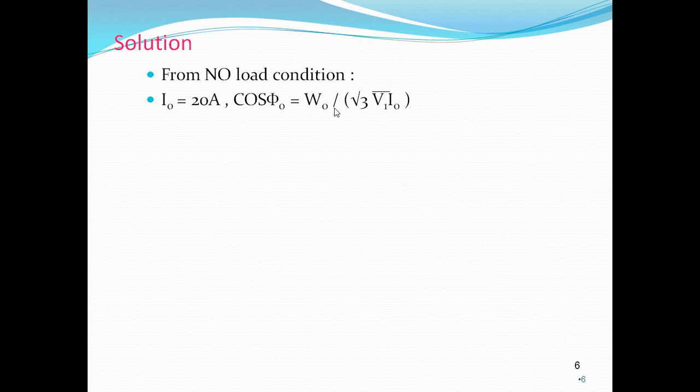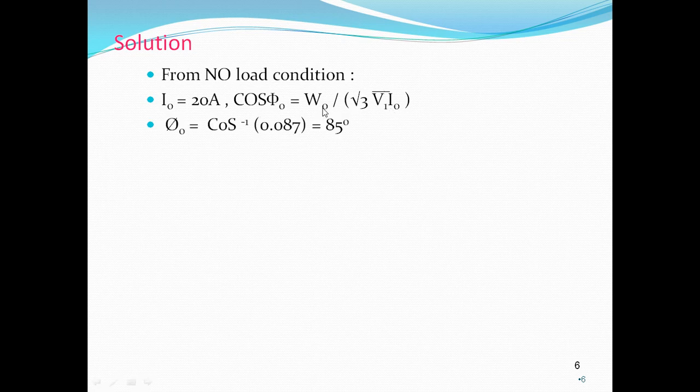For the no load test, what is given? Current and wattmeter reading are given. So for the no load test, the voltmeter reading, ammeter reading, and wattmeter reading are given. From this we can calculate the power factor. That is cos phi is equal to W by root 3 V into I.